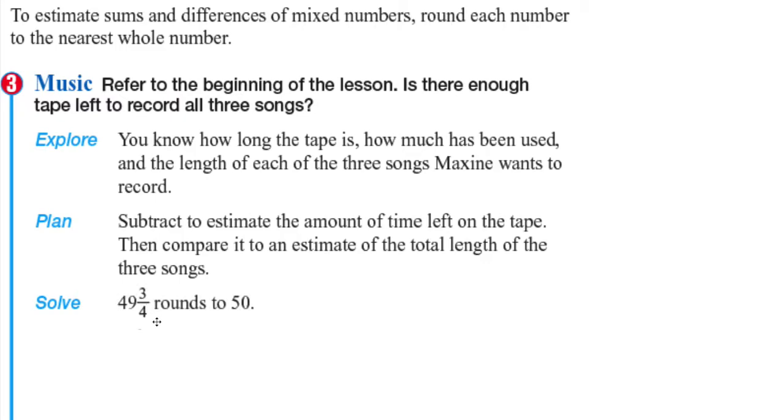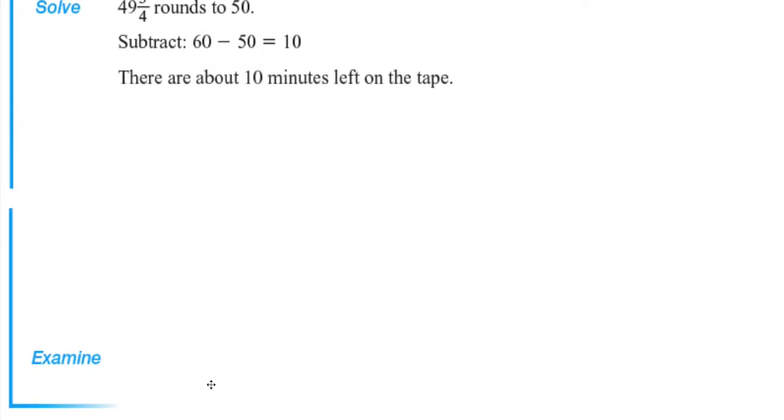You have 49 and 3/4 rounds to 50 because 3/4 rounds to 1, and 49 plus 1 equals 50. So we subtract 50 from 60. So we have around 10 minutes left on our CD. Okay? And then we round each song. Okay? 4 and 1/6 rounds to 4. 3 and 1/4 rounds to 4 because that rounds to 1. 3 plus 1 is equal to 4. 1/6 rounds to 0, so 4 plus 0 rounds to 4.